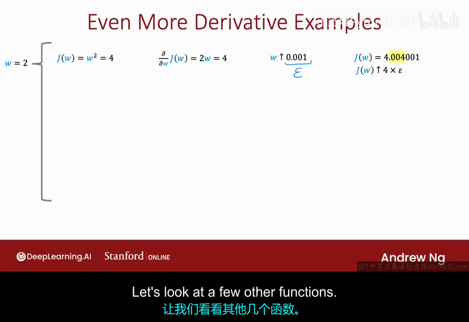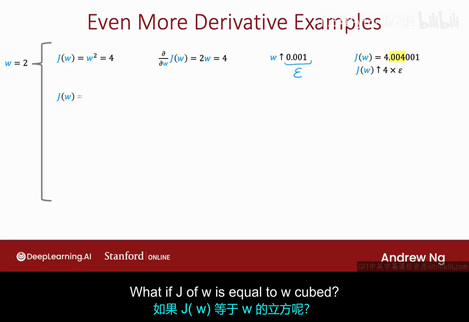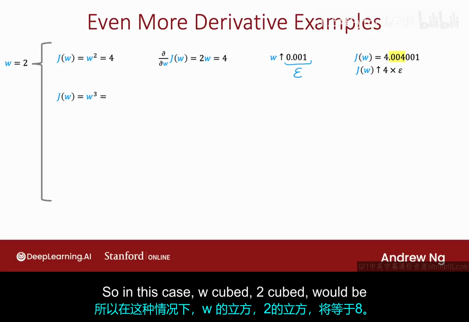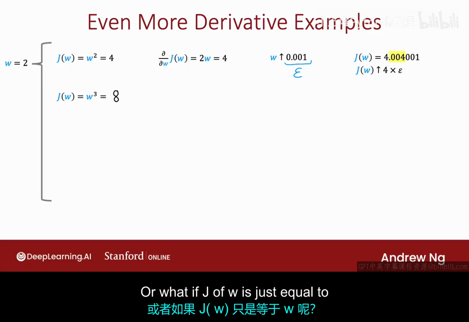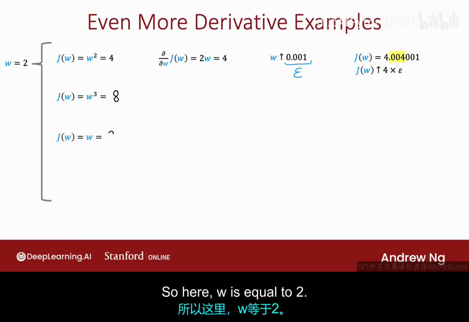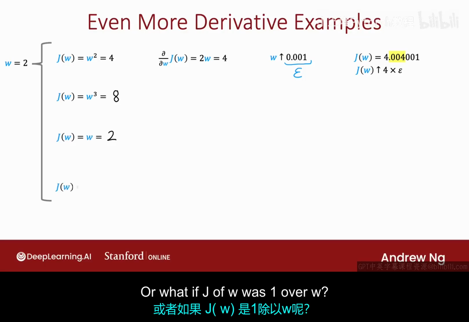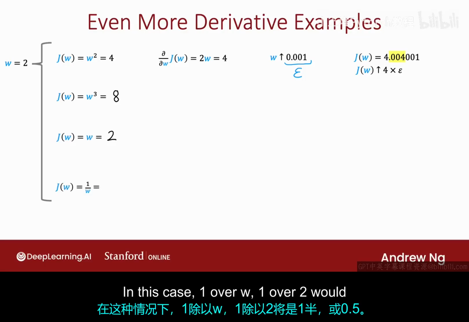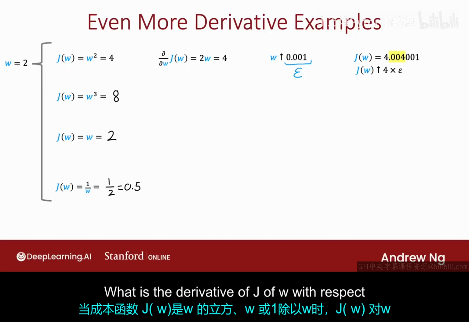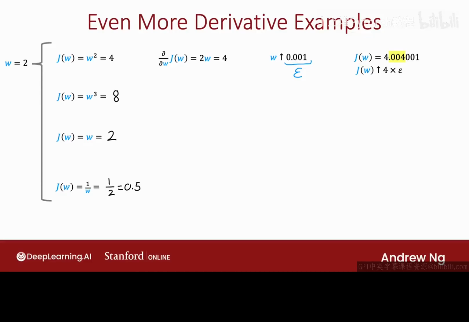Let's look at a few other functions. What if j of w is equal to w cubed? So in this case, w cubed, 2 cubed, would be equal to 8. Or what if j of w is just equal to w? So here, w equal to 2. Or what if j of w was 1 over w? In this case, 1 over w, 1 over 2 would be 1/2, or 0.5. What is the derivative of j of w with respect to w when the cost function j of w is either w cubed or w or 1 over w?